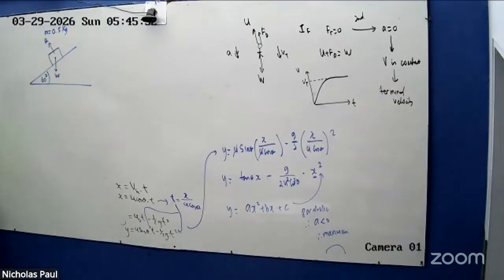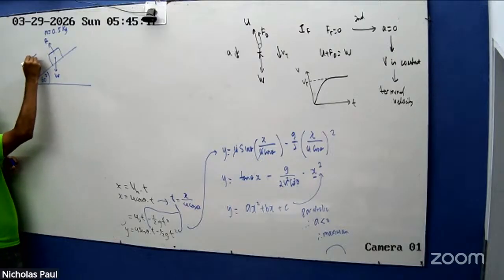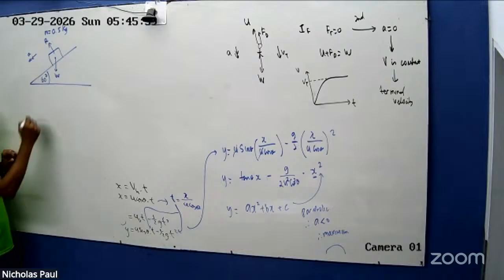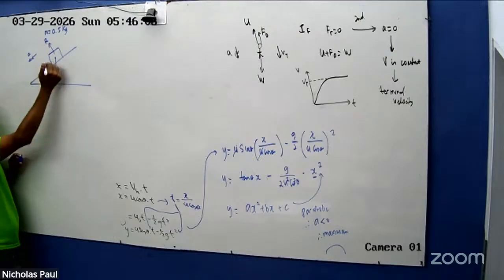Right, but if I leave the block like that, will the block stay there? What would happen to the block? It will start to slide down. So it means it'll have an acceleration acting downwards, and from Newton's second law, if it has an acceleration acting downwards, it should also have a force. Anybody can tell me what is the force causing it to slide down?